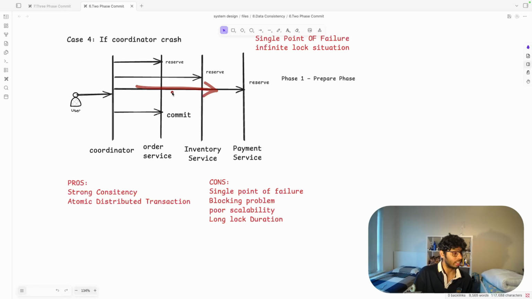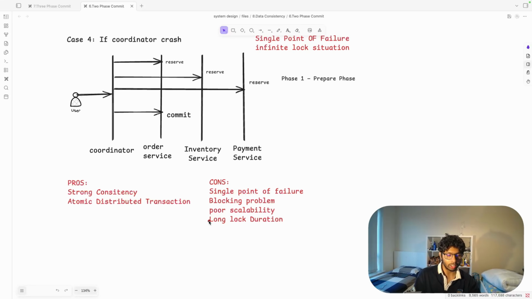Let's say there can be n number of services, let's say 10 services or 20 services, then there is a very big chance of failure, like any of the transactions will not be able to complete if one of the services fails. Okay, and the long lock duration. These are the problems in our two-phase commit that we have covered in detail in our previous video.